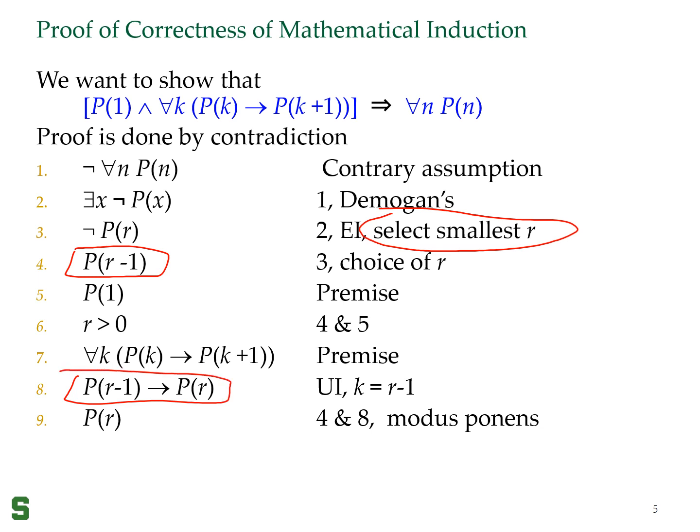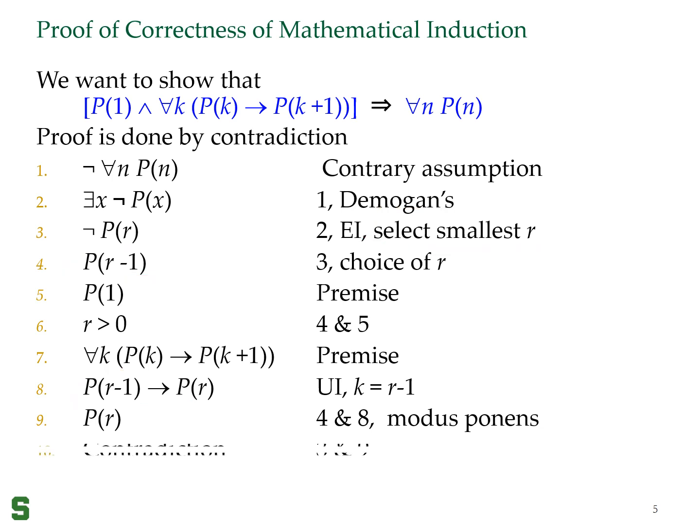true. And now we have a problem because statement 9 said that p of r is true, statement 3 said that p of r is false, and it can't be simultaneously true and false.